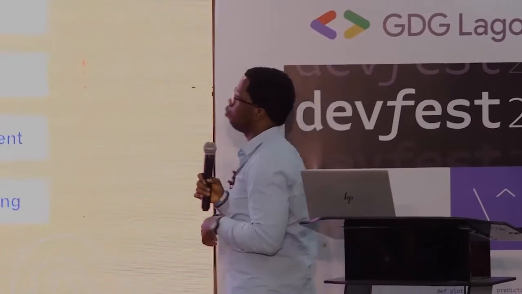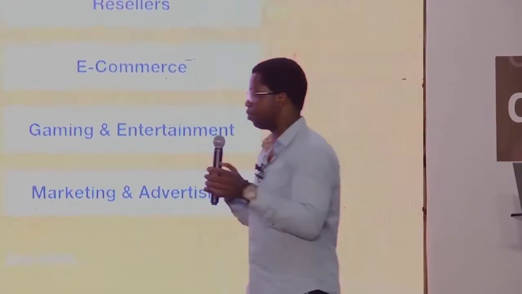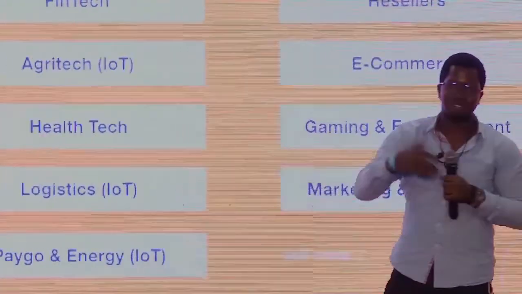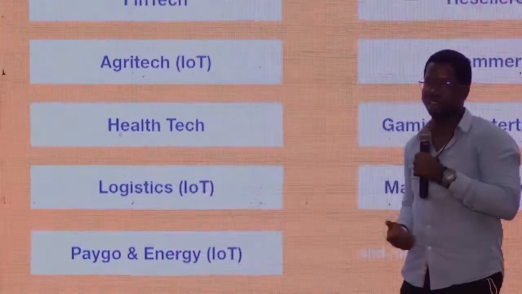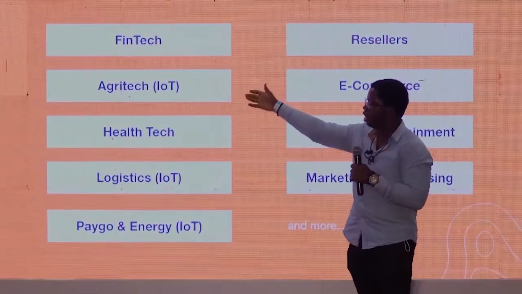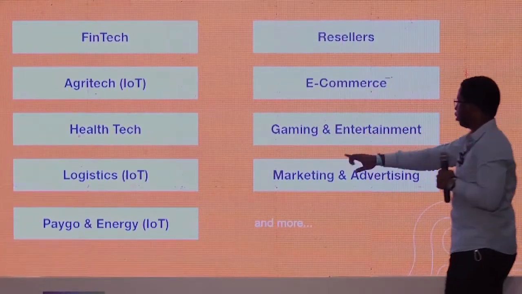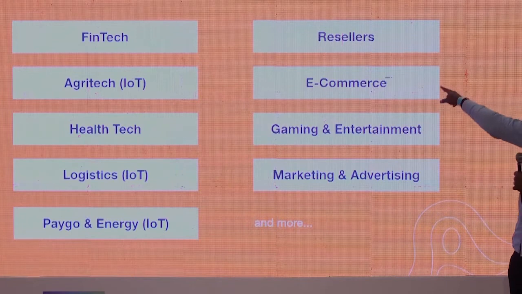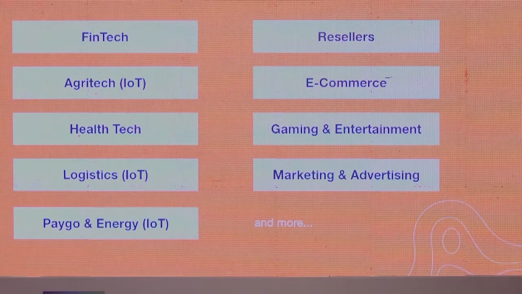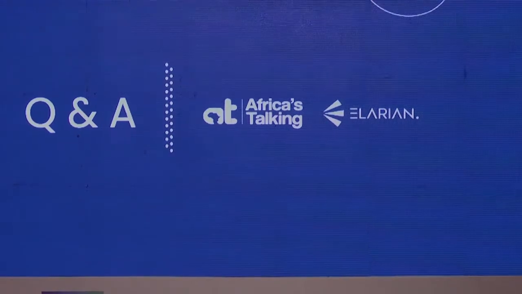So the big question, what can you build with Elarian? The truth, anything. You can build anything with Elarian. You could build a fintech, a financial institution. Like I said, you could receive money, you could interact with your customers over WhatsApp or any other means. You could build an agricultural firm, a health firm, logistics, energy, e-commerce, which would be an interesting thing to do. You could do marketing, you could do advertising. And that comes to the end of my slide.